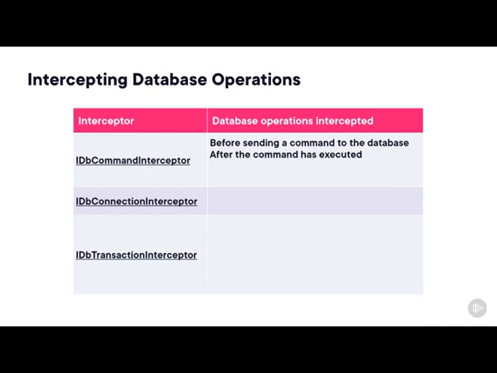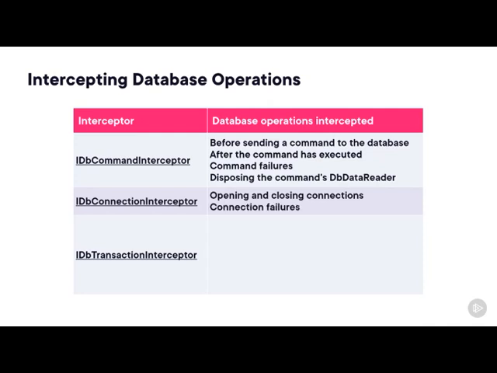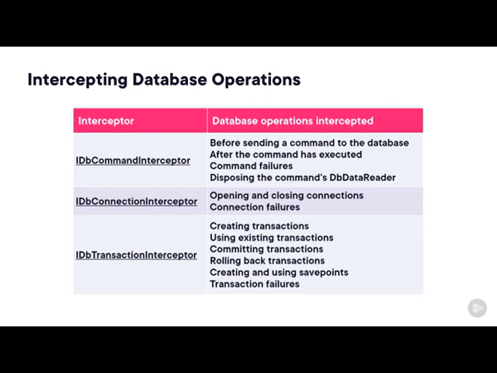Another point is just after the database has executed the command. You can capture command failures as they're returned from the database, and just as EF Core is about to dispose the DB data reader that it created to capture any results, you can tap into that as well. For connections, you can access them just as they're being opened or closed, and if a connection fails. And those expose all kinds of details that you can interact with. And the transaction interceptor also exposes a number of points within its operation that you can view or manipulate.